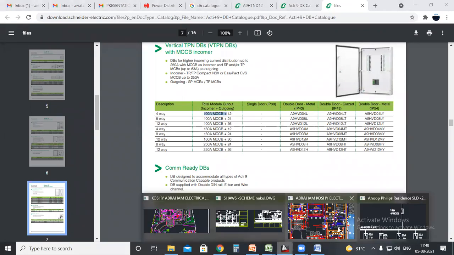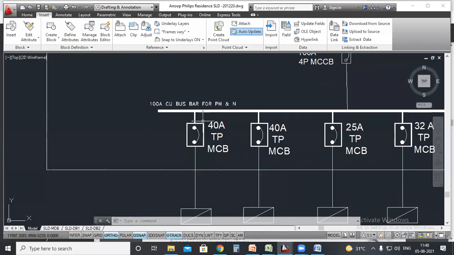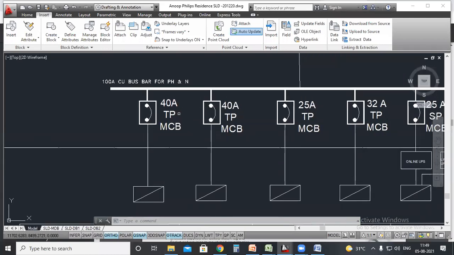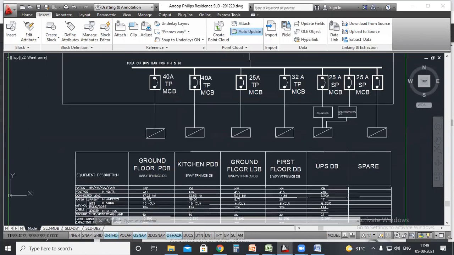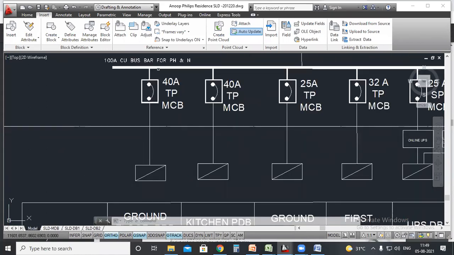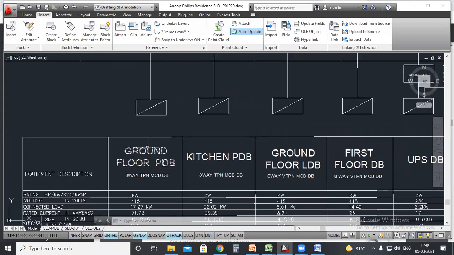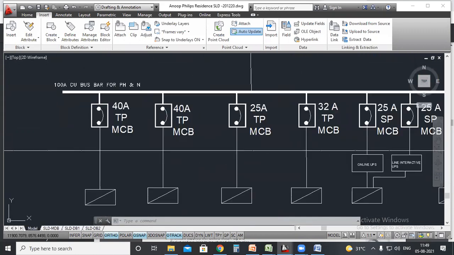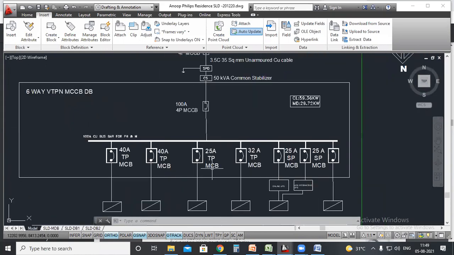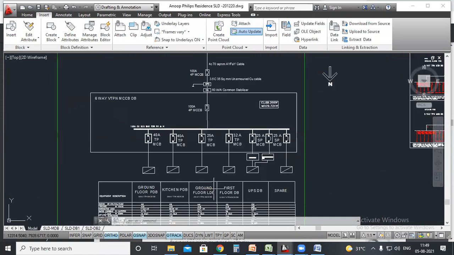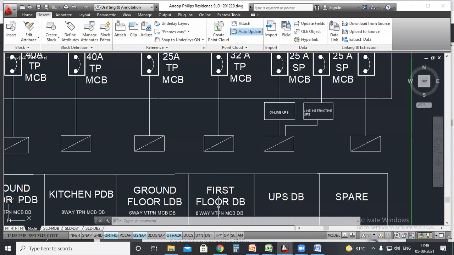Okay, and then it is going to the bus section, and here you can see a 40 ampere triple pole MCB is taken for the ground floor. So from this particular 3-phase triple pole breaker, you are feeding the ground floor PDB. And next one is for the kitchen PDB. Next one is for the ground floor LDB. And finally, this one is for the first floor DB.